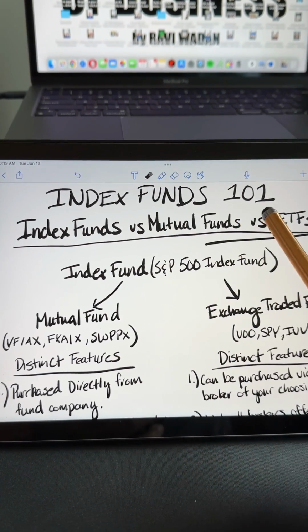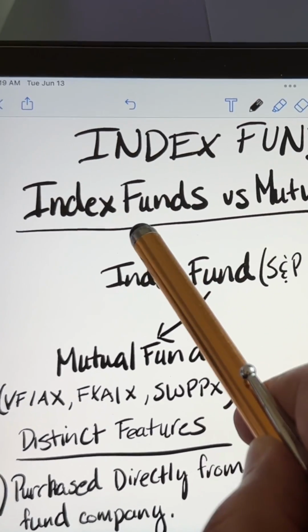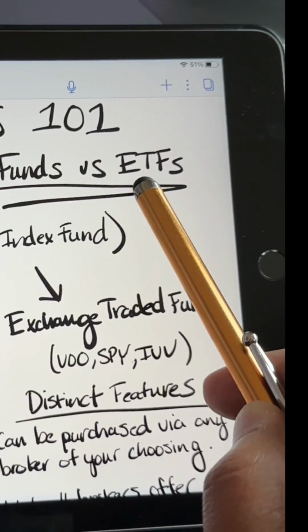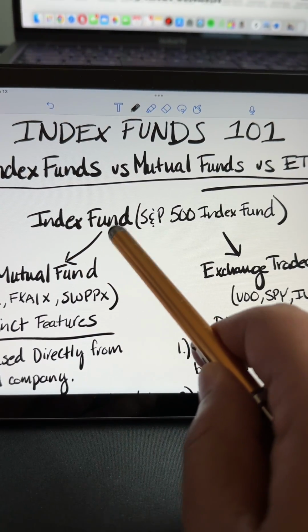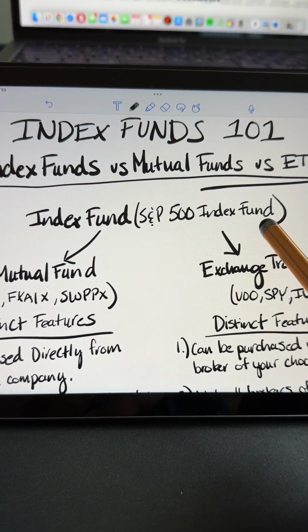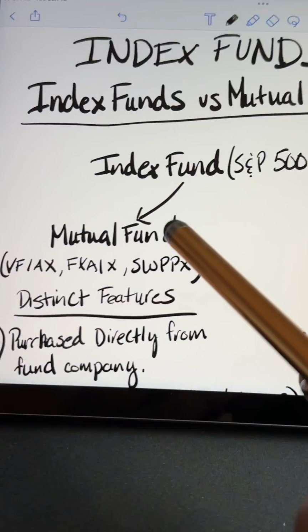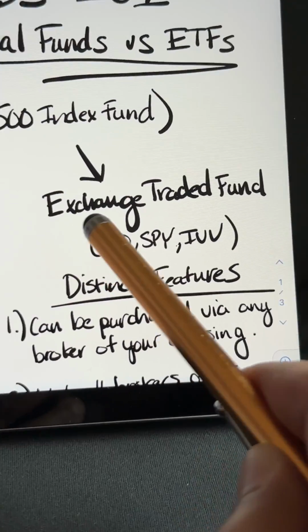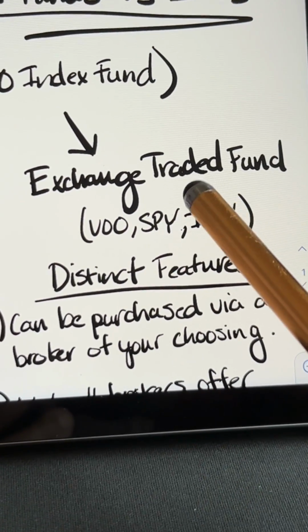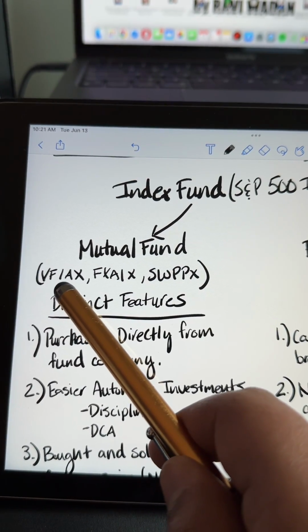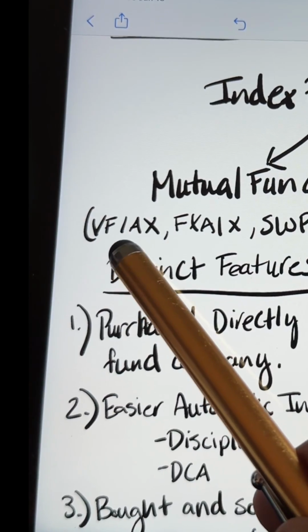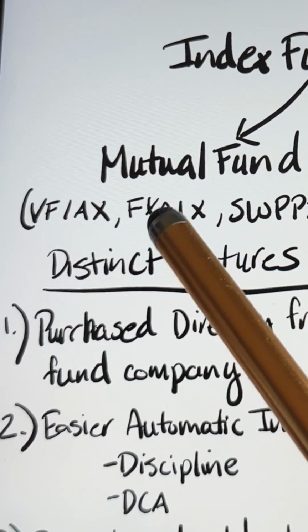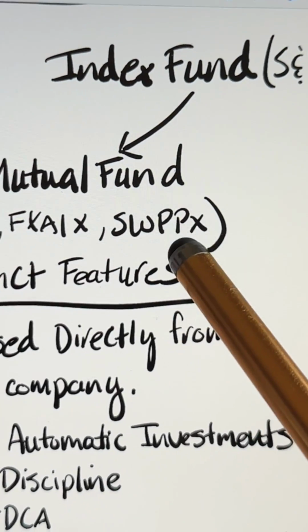Index funds 101. Let's talk about the difference between index funds, mutual funds, and ETFs. Now, if you're looking to invest in an index fund like an S&P 500 index fund, you can buy this index fund as a mutual fund, or you can buy it as an exchange traded fund, also known as an ETF.